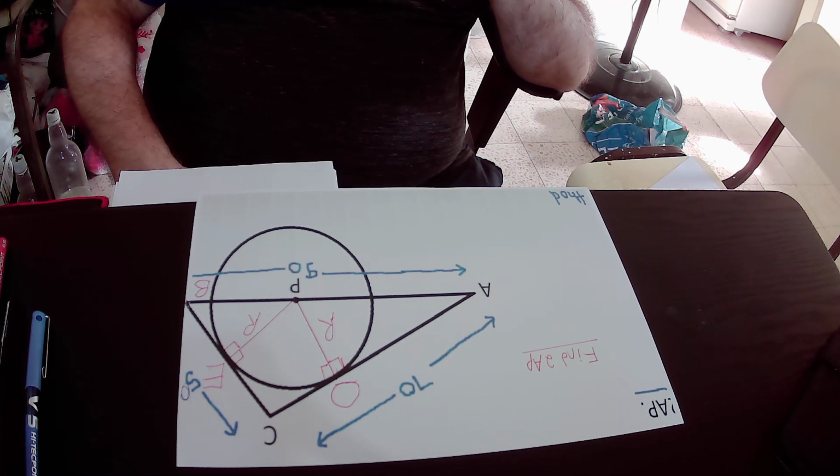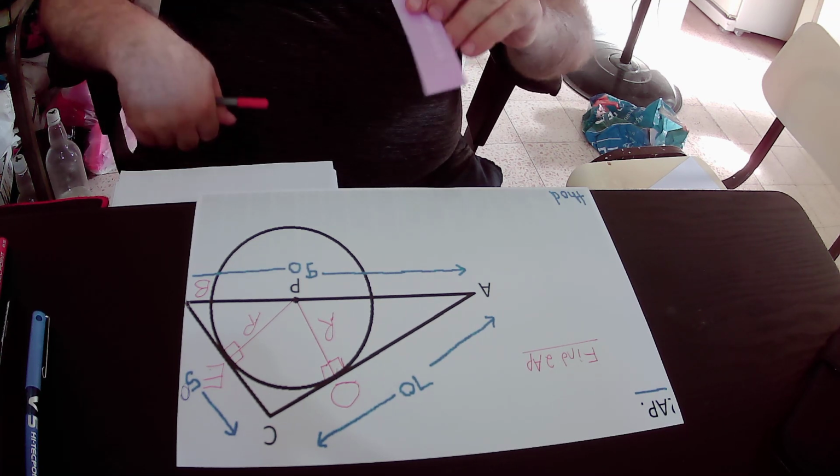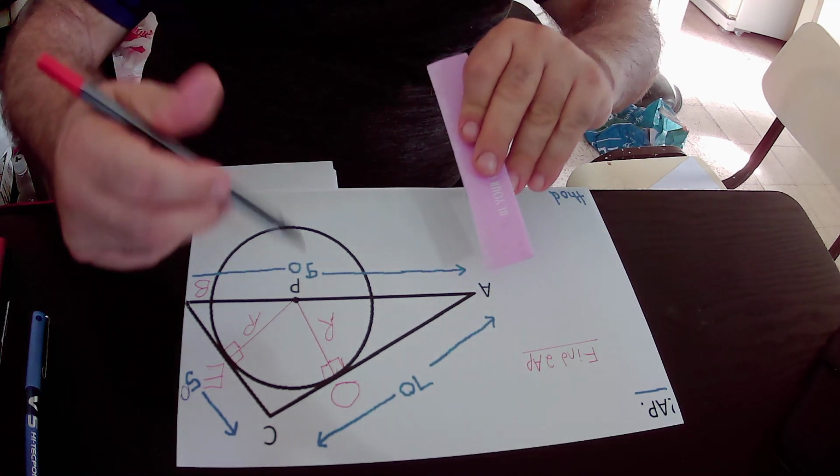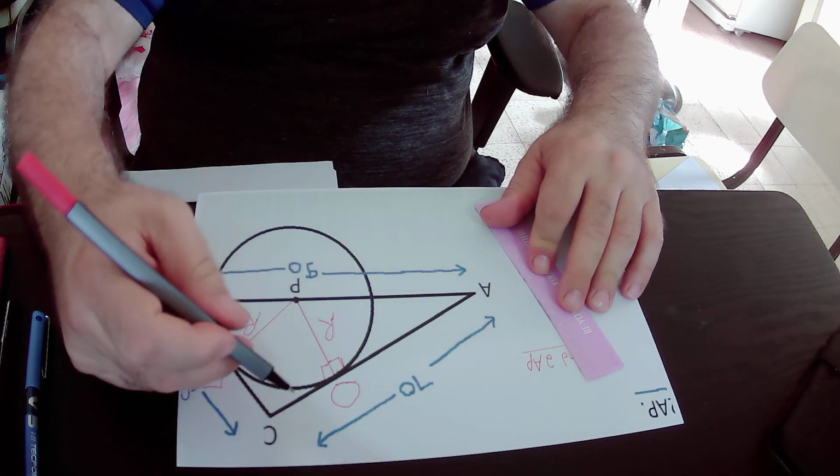So in the next step, we will draw a perpendicular from point C to side AB of the triangle.